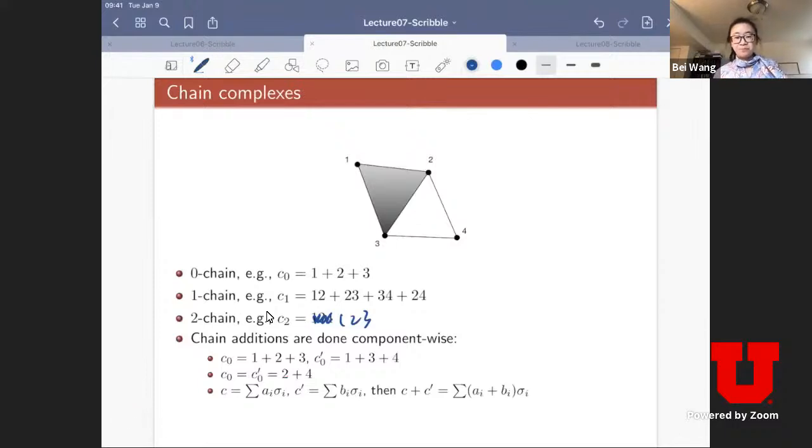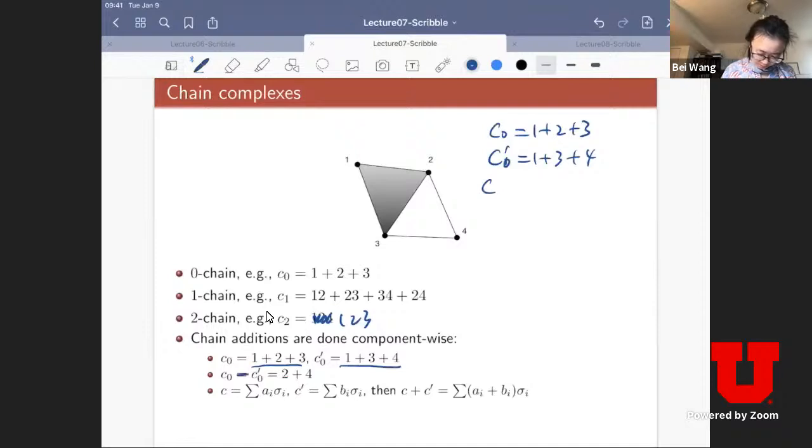Okay, so now because of the chains, I can compute addition of the chains. Let's say I have 2 chains. One is 1 plus 2 plus 3, a 0-dimensional chain. I have another 0-dimensional chain, so I can add them together. Let's say C0 is 1 plus 2 plus 3, and C0 prime is 1 plus 3 plus 4. I'm going to add those 2 things together. So C0 plus C0 prime is 1 plus 2 plus 3 plus 1 plus 3 plus 4.